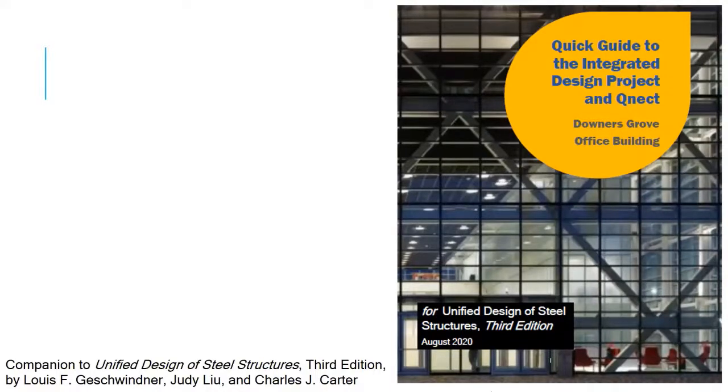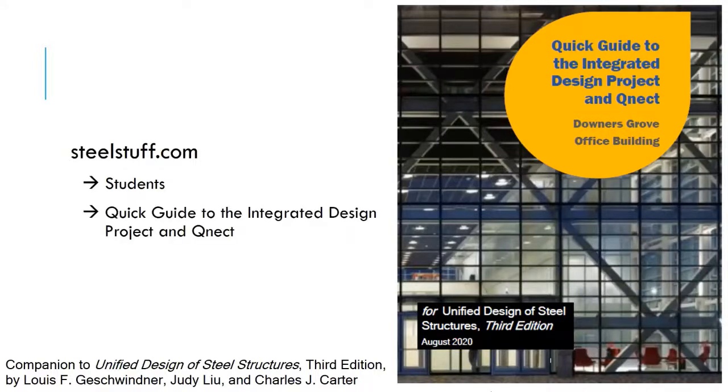You can access that PDF at this link, steelstuff.com, and from that link, click on Students at the top, and then click on the Quick Guide to the Integrated Design Project in Qnect. If any of the instructions on installing and registering the software changes from what I'll be showing in this video, the Quick Guide will likely be the place where this information is more frequently updated.